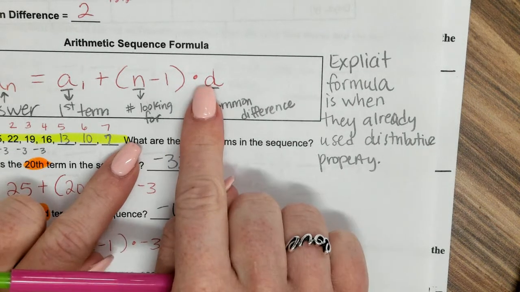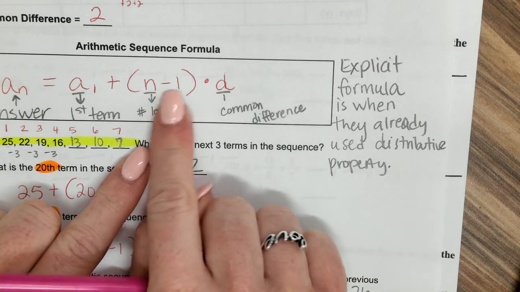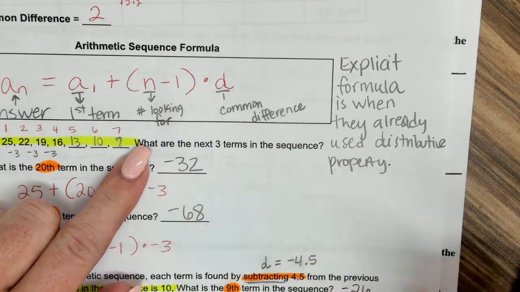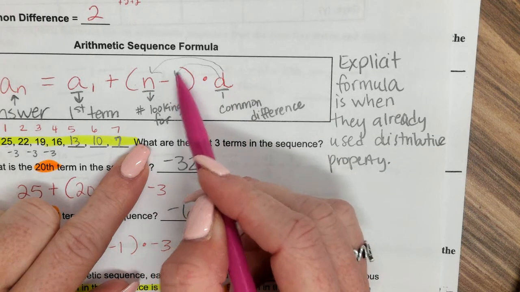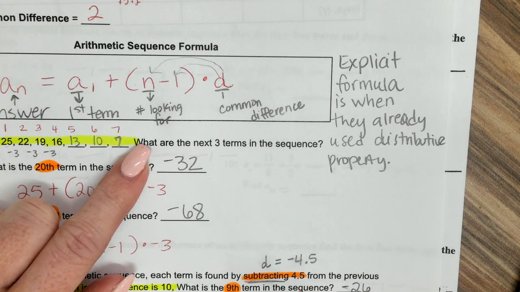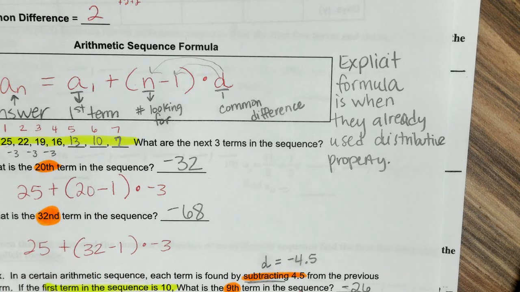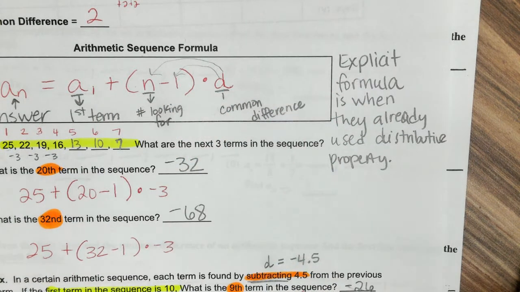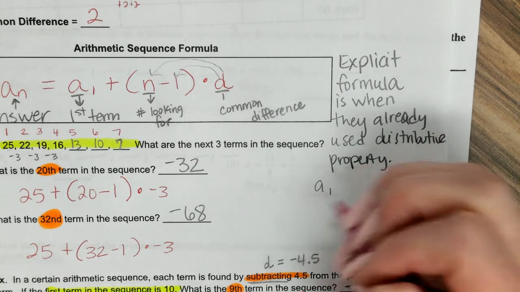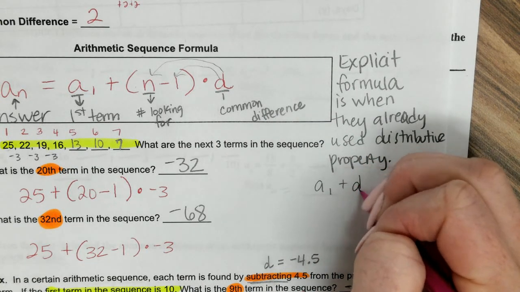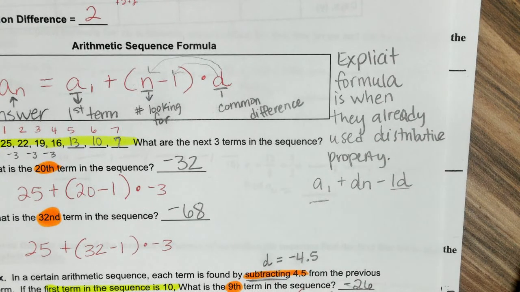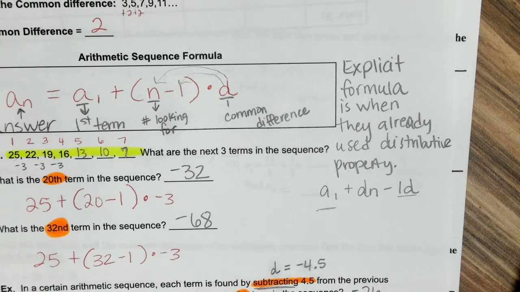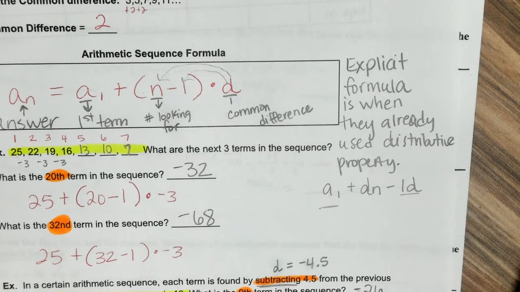So do y'all see how this D is being multiplied by those parentheses? Do y'all know that you can use distributive property? It would be D times N and D times negative 1. Yes or no? So the explicit formula, they're not going to give it to you like this. It's almost going to be like this: A sub 1 plus D times N minus 1 times D, and then they combine those two numbers. So just follow the formula that they gave you. You don't have to write that part. I was just showing you all the distributive property.